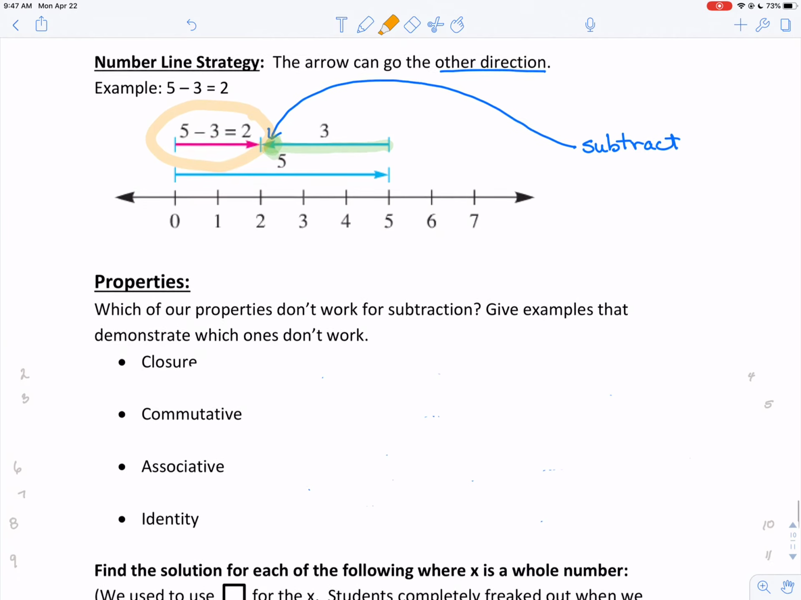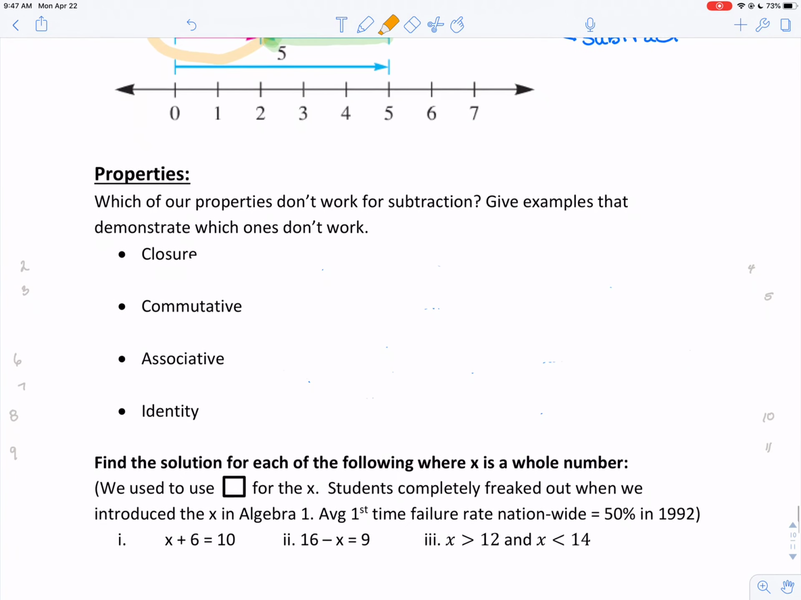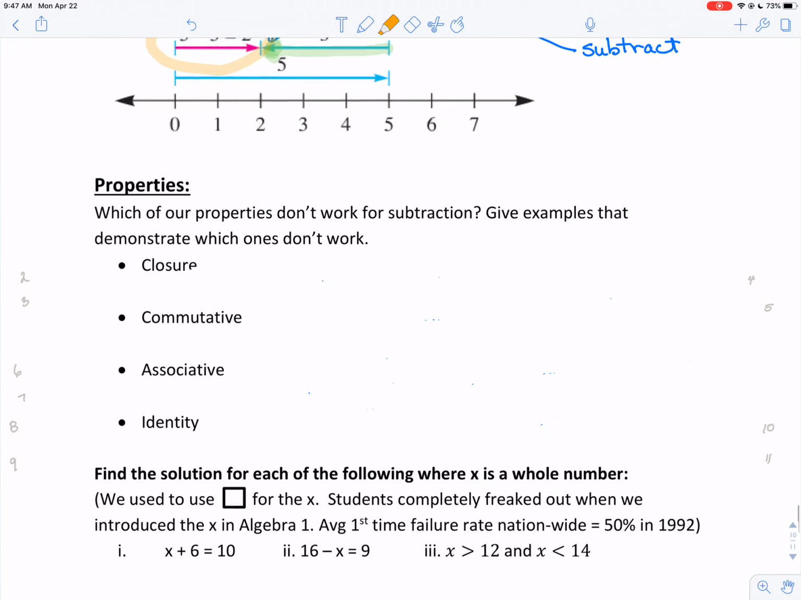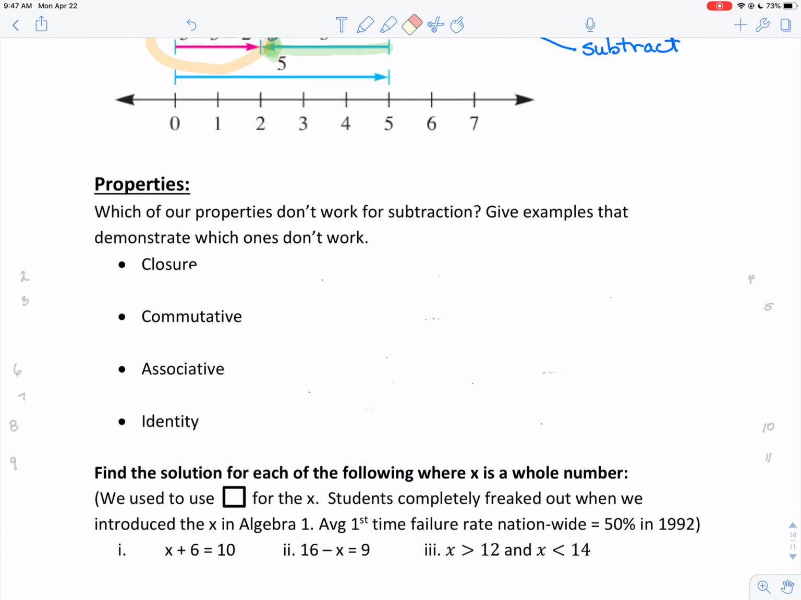Now, we talked about properties before, so let's see which properties work or don't work for subtraction. Let's talk about closure. So we have our whole numbers in a box. We need to see if it's closed under subtraction. So I'm going to grab 2 numbers, 3 and 5, and I'm going to subtract them. 3 minus 5. Notice I get negative 2. Therefore, that is not in the box. So it is not closed under subtraction.